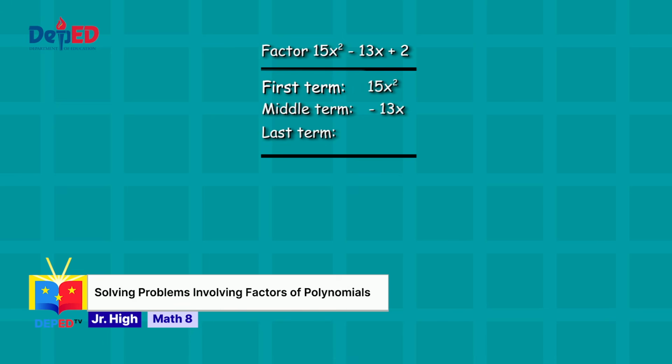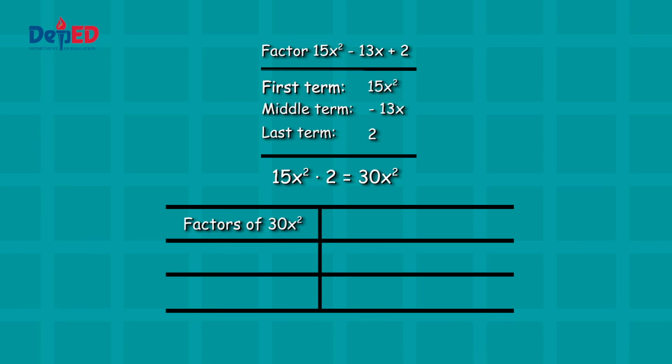And the last term is positive 2. Then we multiply the first and the last terms. What is the product of 15x squared and 2? It is 30x squared. Next, we will find factors of 30x squared whose sum is equal to the middle term with its sign, negative 13x.